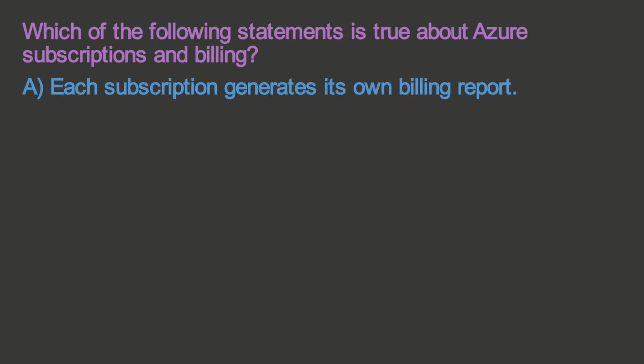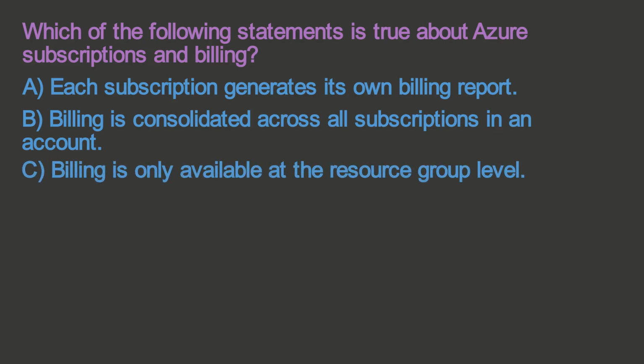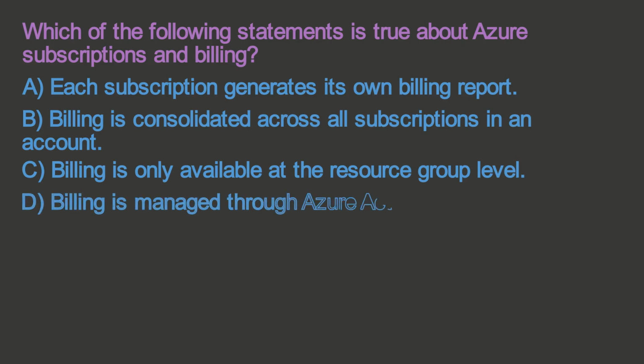Which of the following statements is true about Azure subscriptions and billing? A. Each subscription generates its own billing report. B. Billing is consolidated across all subscriptions in an account. C. Billing is only available at the resource group level. D. Billing is managed through Azure Active Directory.